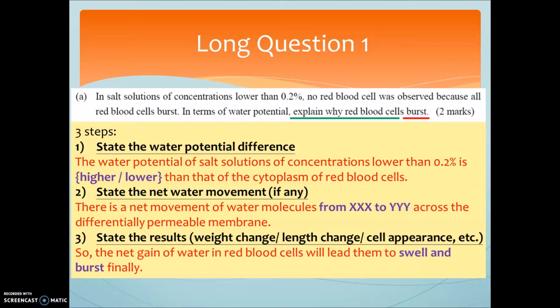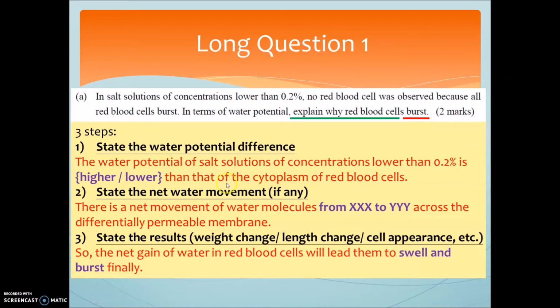So actually in this part, I would like to highlight the 3 steps process to answer the questions of osmosis. So the first step is that you need to tell me the water potential difference. So in this question, you need to compare something. The water potential of the salt solution of concentrations lower than 0.2% is higher or lower than that of the cytoplasm of the red cell.